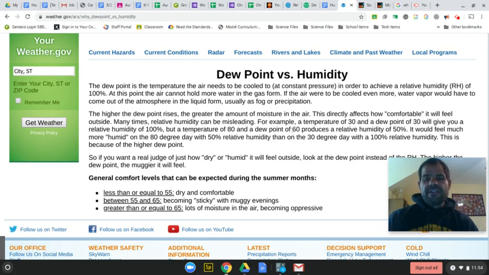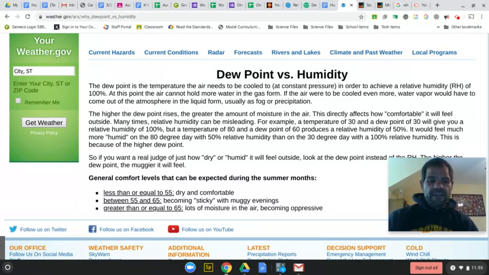For example, a temperature of 30 and a dew point of 30 will give you a relative humidity of 100%. Remember, the temperature and the dew point match in that situation. But a temperature of 80 and a dew point of 60 produces a relative humidity of 50%. It would feel much more humid on the 80-degree day with a 50% relative humidity than on the 30-degree day with 100% relative humidity. This is because of the higher dew point.